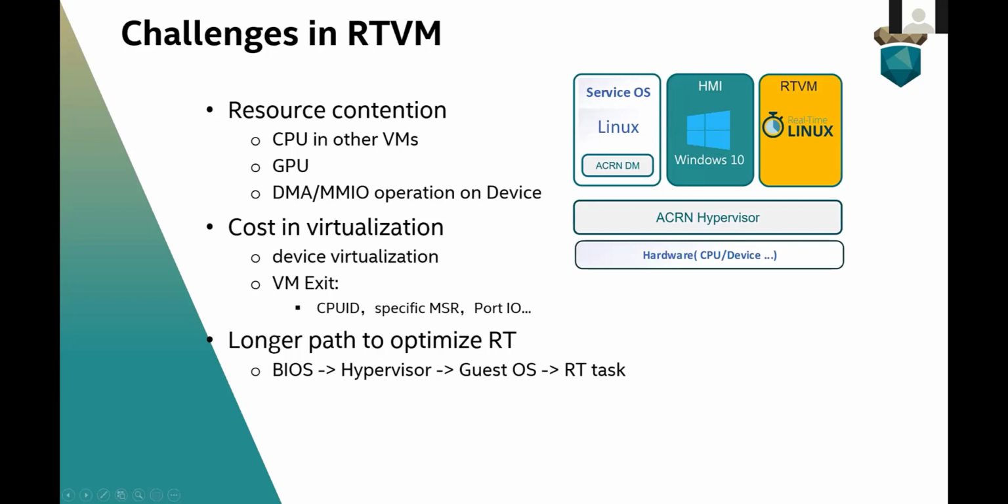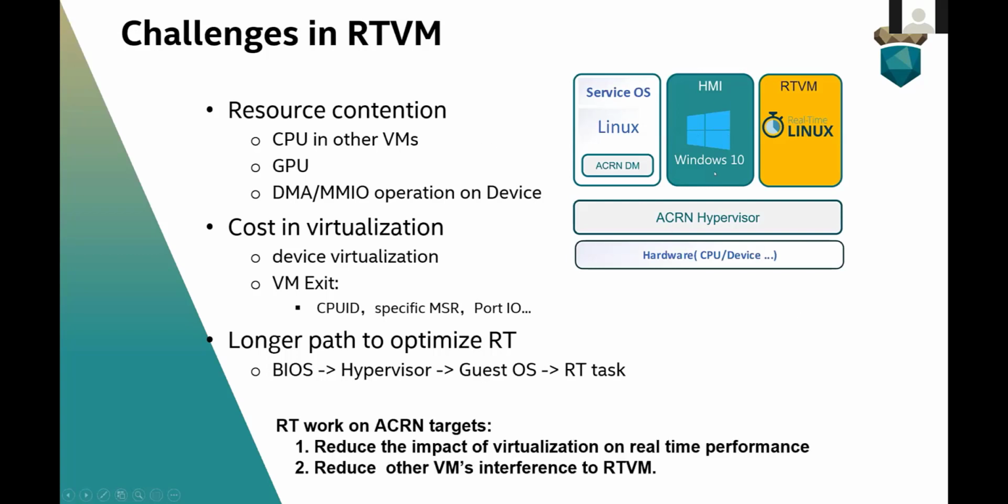Now let's talk about the challenges. You can see a diagram. This is a typical industry scenario. In a native environment there is just the RTVM, RTOS, and the hardware layer, but on the ACRN project, there's an extra layer, the hypervisor layer. Also, there are other VMs like service OS and HMI.